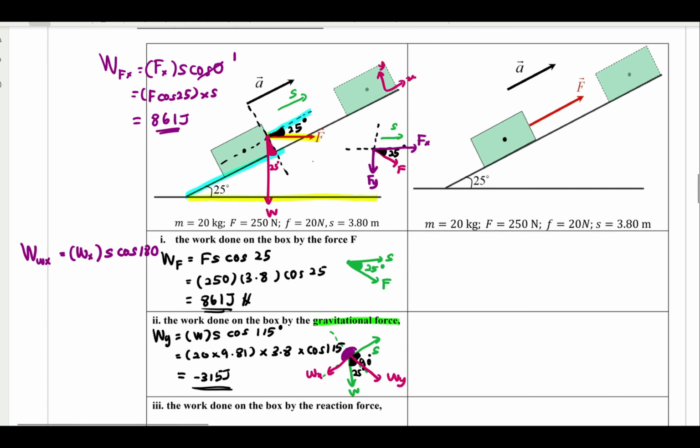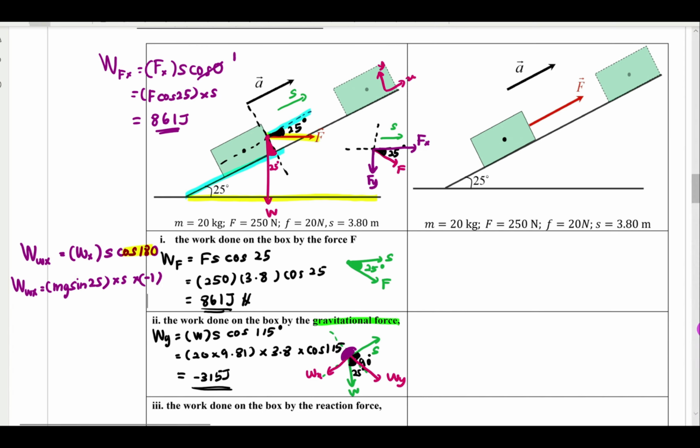Kenapa cos 180 degree? Okay. Why? Because of the angle between S and WX. 180 degree here. Okay, 180 degree here. But here is WX. Kalau dekat sini tadi W, dekat sini WX. Tak boleh letak W. Faham beza dia? Okay, so dia akan jadi WX is mg sin 25. Okay. Tak muat ni, saya tulis tepi sikit. Okay, so it is equal to mg sin 25 times S times negative 1. Okay, cos 180 is negative 1.